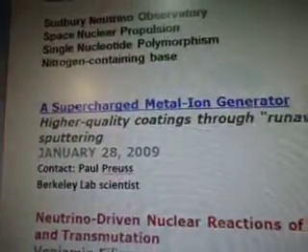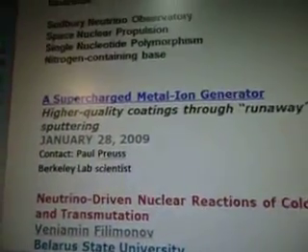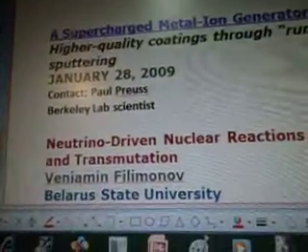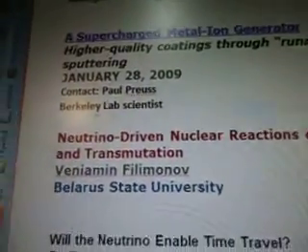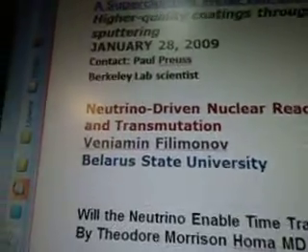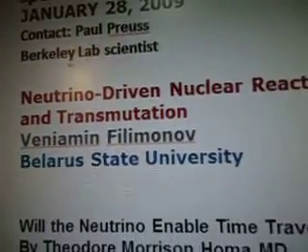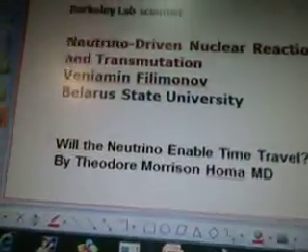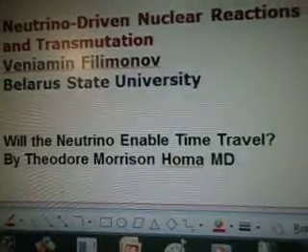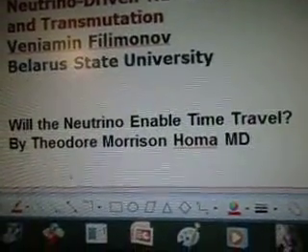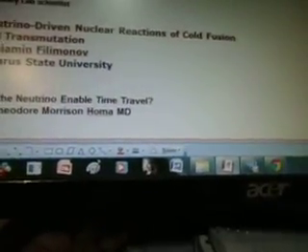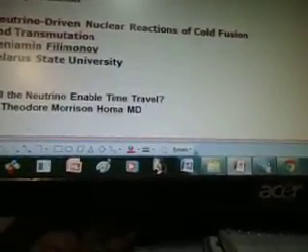Alrighty. Again, you want to look up the supercharged metal ion generator from Paul Proust. It's a Berkeley lab scientist. And the neutrino-driven nuclear reactions of cold fusion and transmutation from Veniamin Filimonov at Belarus State University. And then, will the neutrinos enable time travel? By Theodore Morrison Homa, MD. He writes some very interesting theories on his blog, and he's quite knowledgeable in what he does.